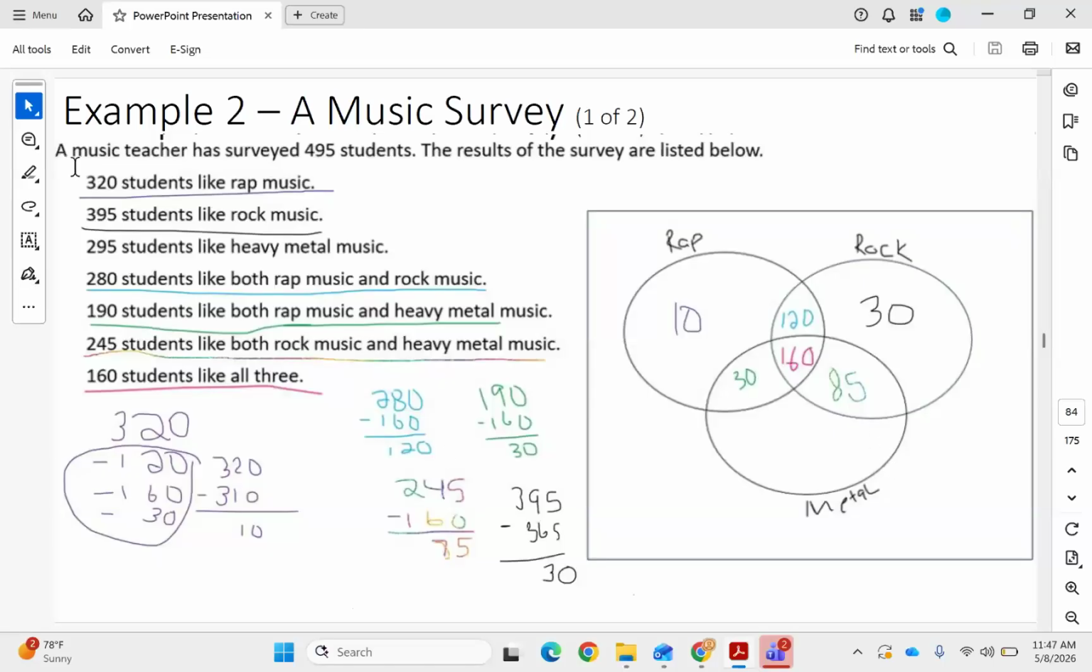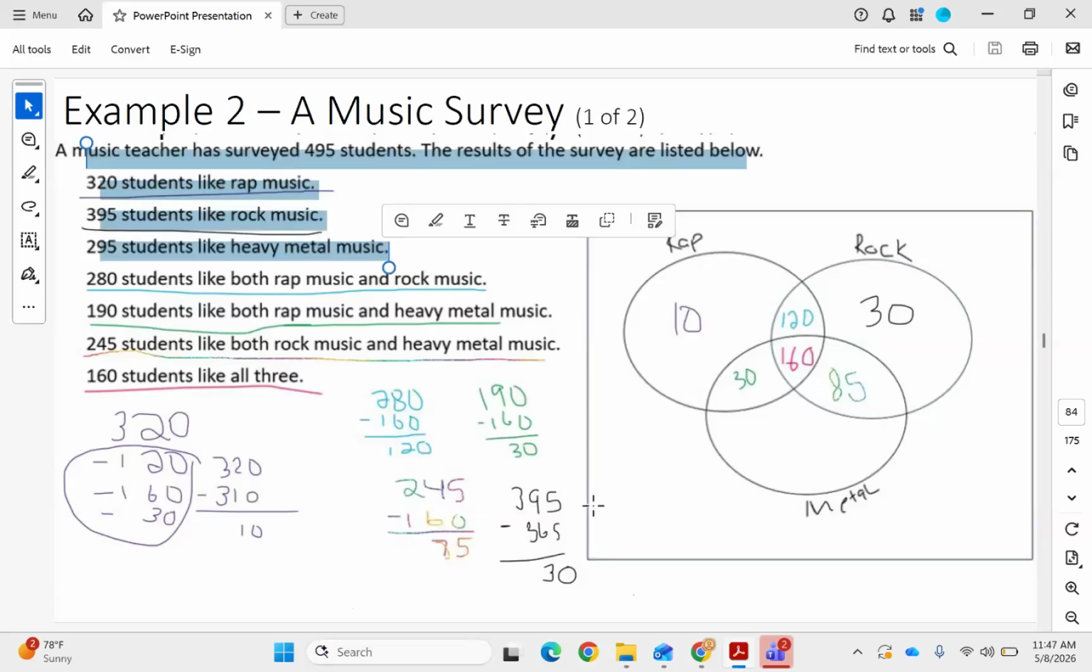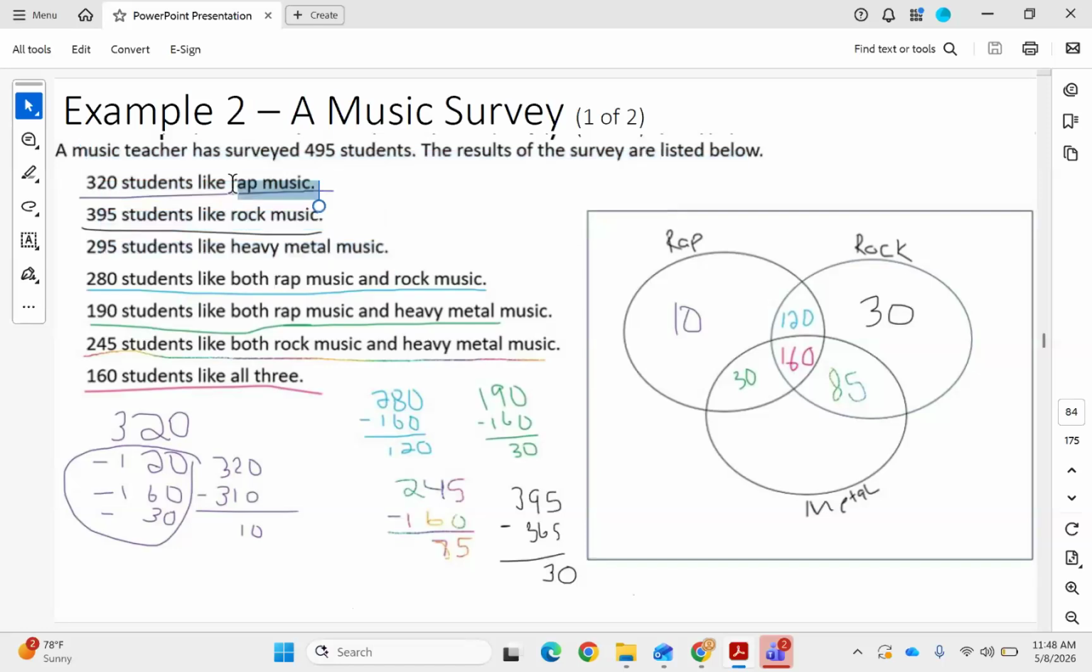Now, I can use the total numbers to identify those ones that like only one type. For example, if I start with the 320, this is the people that like rap music. If I subtract the numbers that I already have in the circle, 120, 160, and 30, that would give me the amount that only like rap, which is just 10.